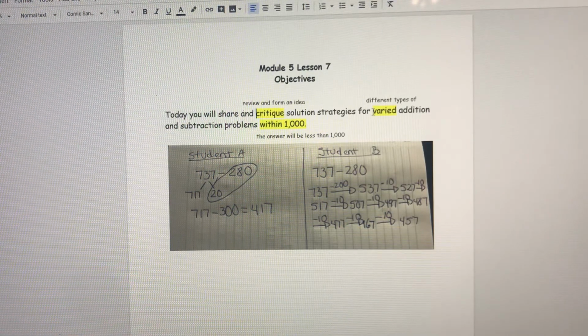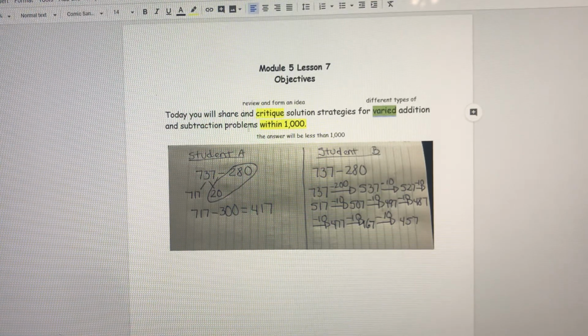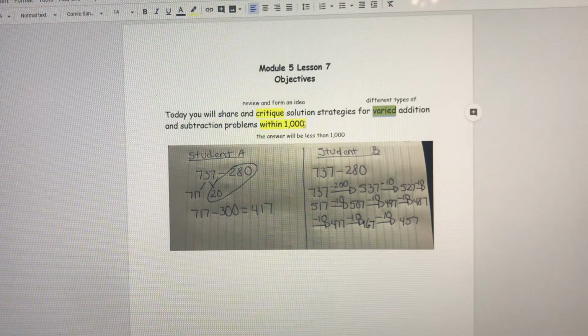And then another vocabulary word is the word varied. Varied means different types. So we are going to review and form an idea about the solution strategies for different addition and subtraction problems within 1000. Within 1000 means that the answer will be 1000 or less.